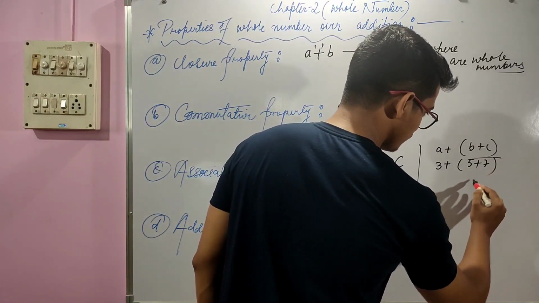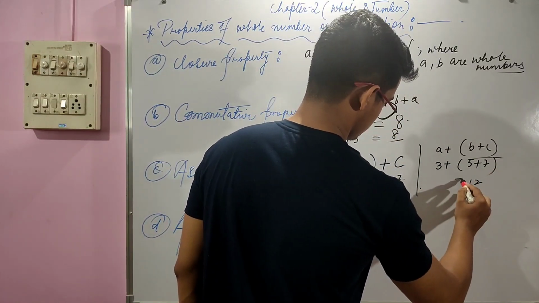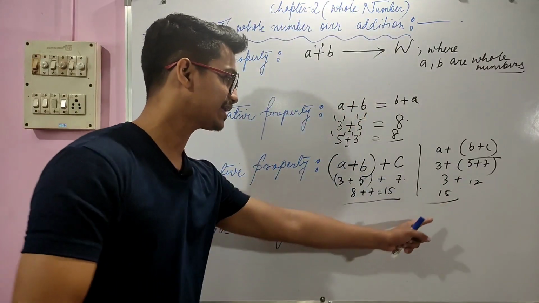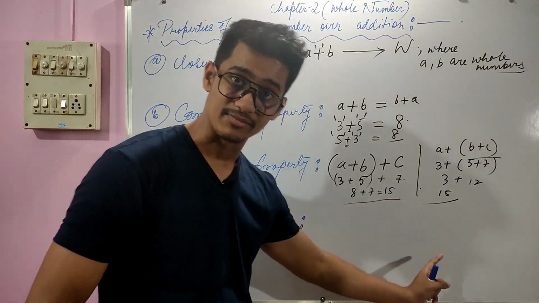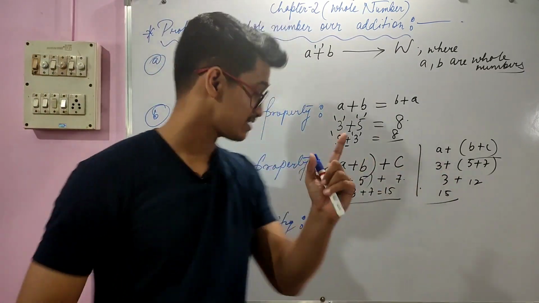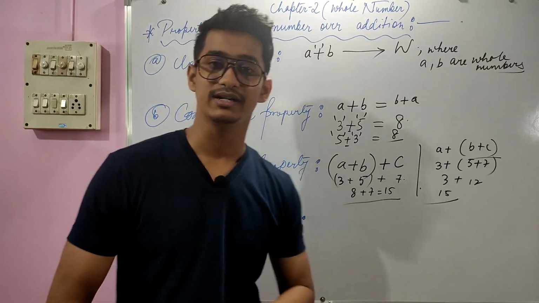Now 5 plus 7 will be 12, right? And 3 is over here, the answer will be 15. So in both the cases, the answer will be same. So we can say that 3, 5, 7 satisfies associative property over addition.